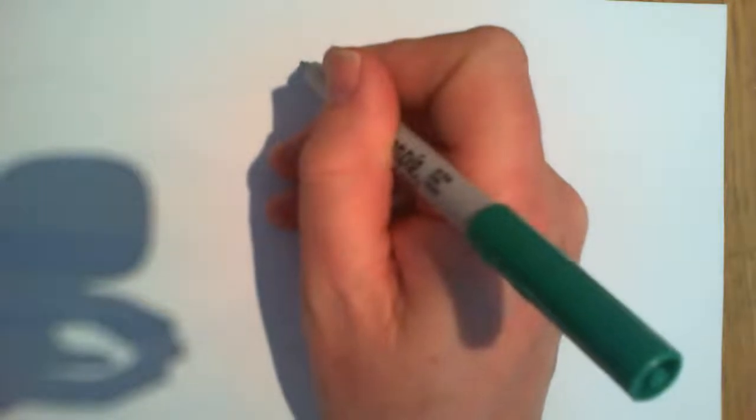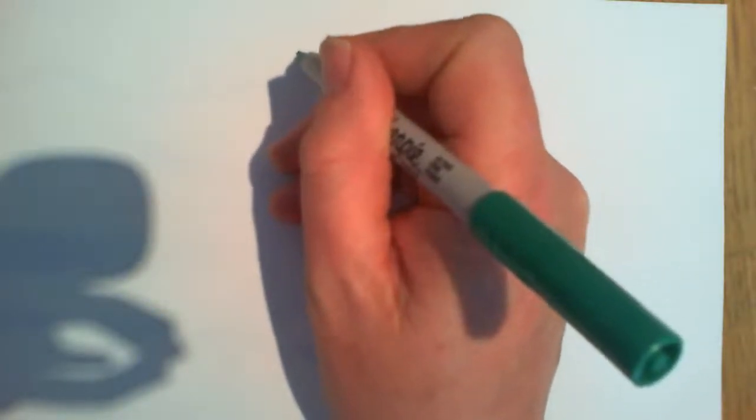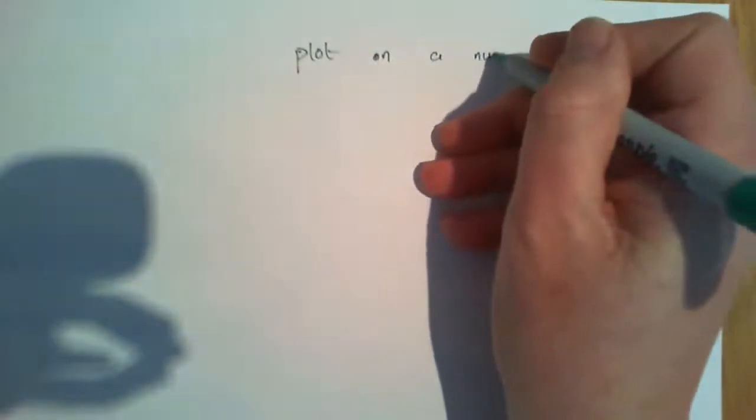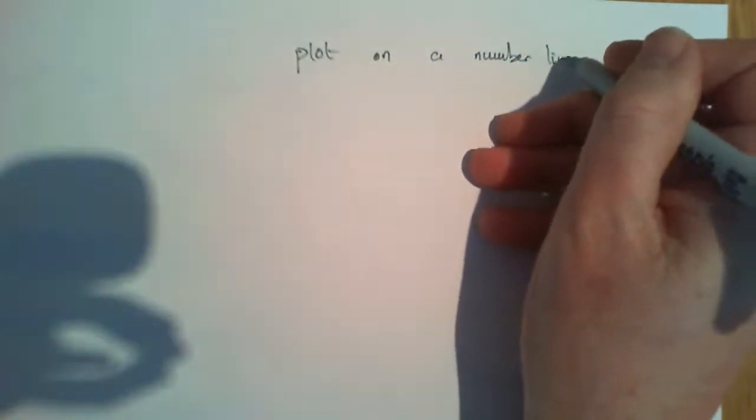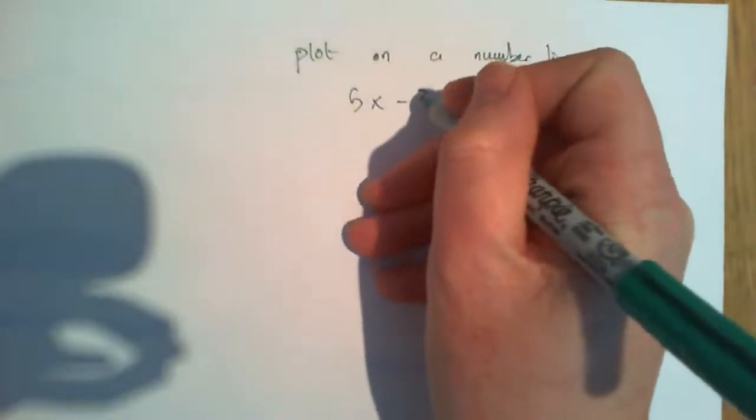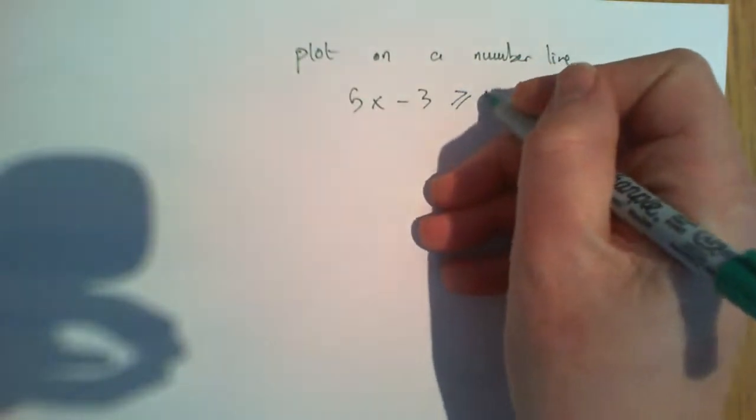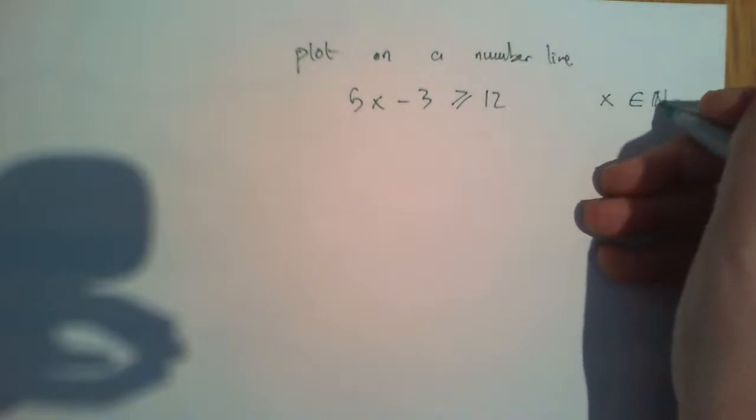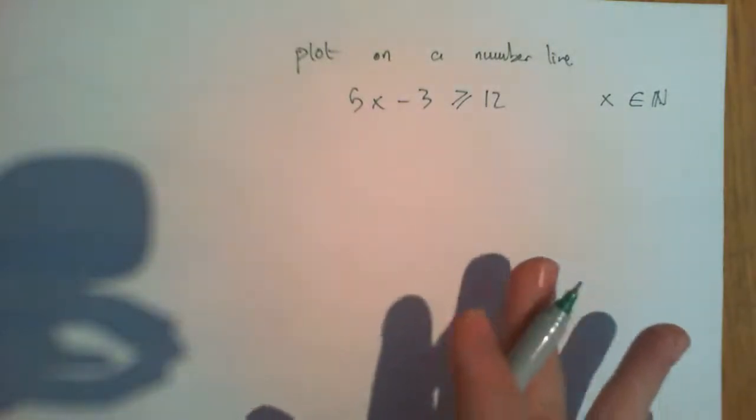Okay, stage one in the process is going to be to change the formula. So we'll have a look at that now. Let's take a very, very simple one. Let's say we're asked to plot on a number line: 5x - 3 ≥ 12, and x is an element of the natural numbers. So how would we go about doing this?